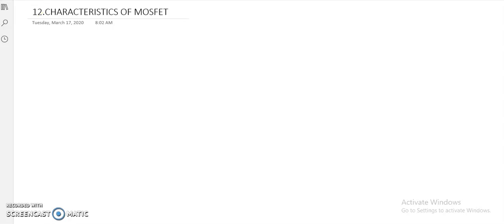In this video, we are going to see the characteristics of the MOSFET. So before going into the characteristics, first we will see the operation of this MOSFET.